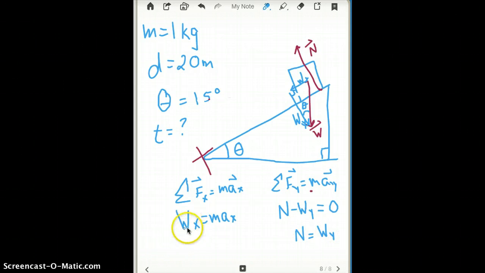Alright, over here for Wx. So Wx stands for the x component of weight. It's this leg here that's opposite theta. So I'm going to rewrite that as mg sine theta, in this case theta is 15 degrees, equals ma. So people often think they need the mass of the block, but the truth is most of the time that mass is going to cancel. So the acceleration down the ramp is going to be 9.8 times the sine of 15.